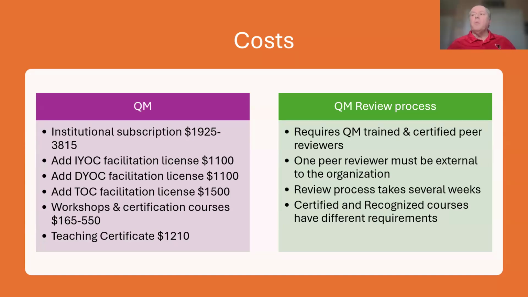So the QM review process to have a course certified as QM certified requires QM trained and certified peer reviewers. So they have to go through this process and the training. One peer reviewer must be external to the organization. The review process will take several weeks. It's very extensive. And certified courses and recognized courses have different requirements. The certification is the full-blown thing, but you can also have Quality Matters recognized courses that don't meet all of these requirements.